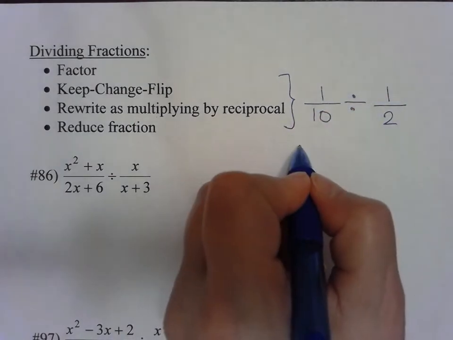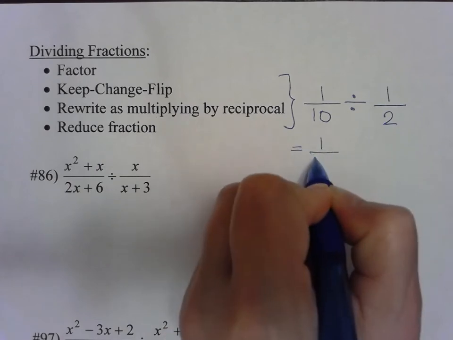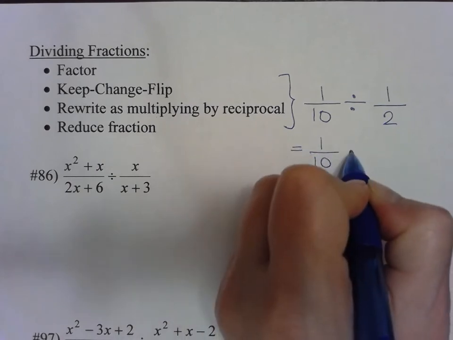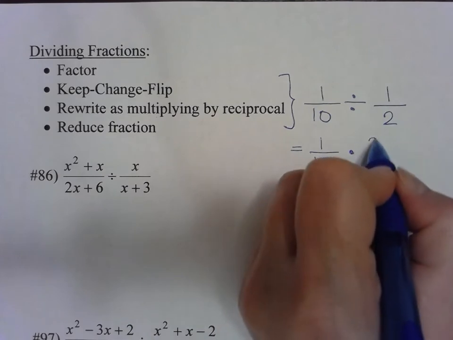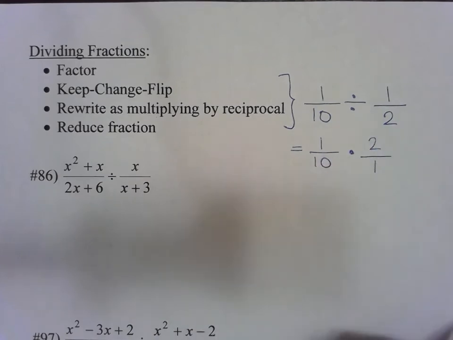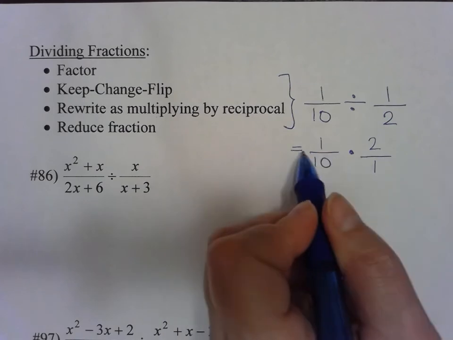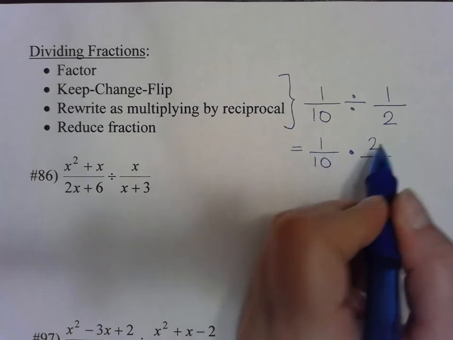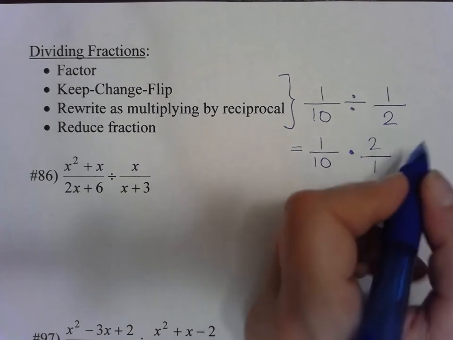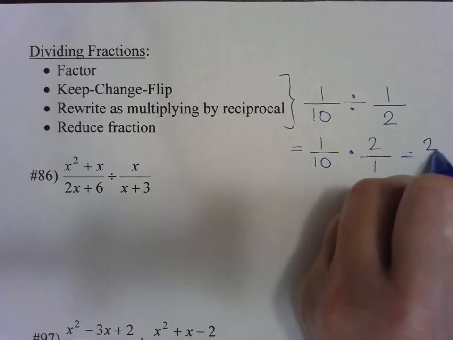I'm going to keep the first fraction. I'm going to change this to multiplying, and I'm going to flip over the second fraction. All right, then now I'm multiplying. So just like we did before, I'm going to multiply the tops, 1 times 2. I'm going to multiply the bottoms, 10 times 1. So I get 2/10.